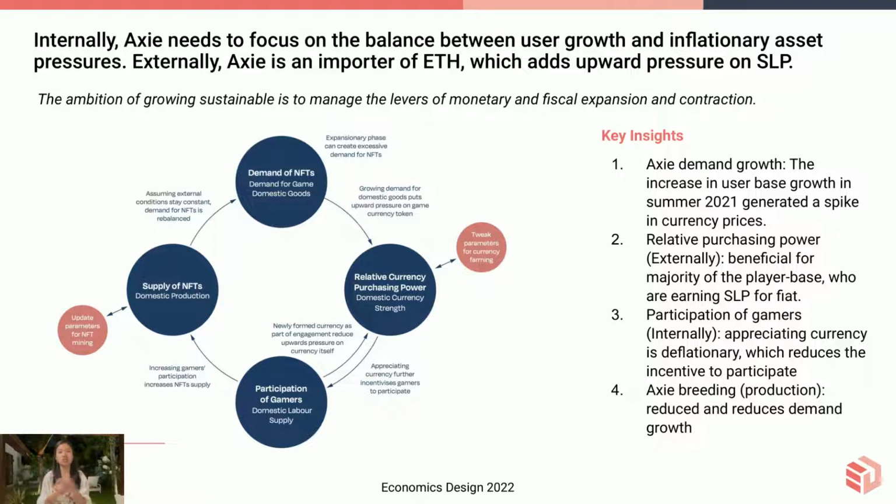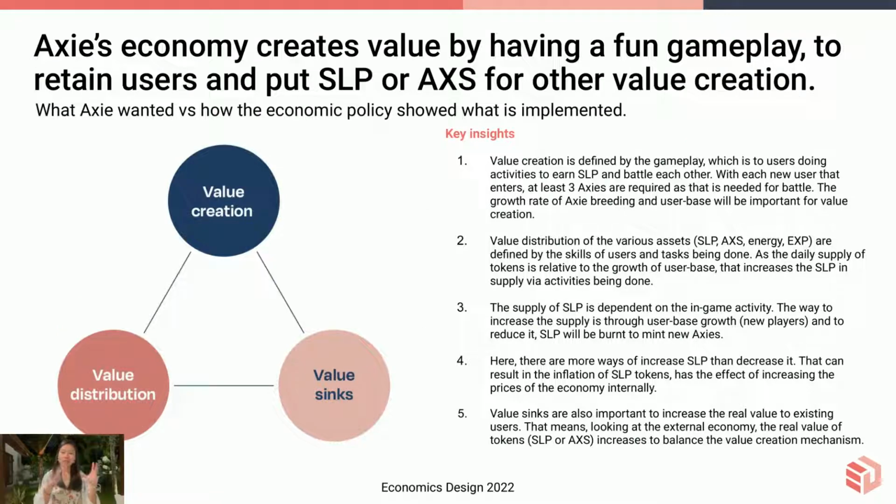It's not just about your fiscal policy of taxation, which you can do by increasing the number of SLP and AXS you need to burn to create your Axie. You can also change the number of inflationary possibilities, which is your breeding of the Axies. So that is just the general cycle.